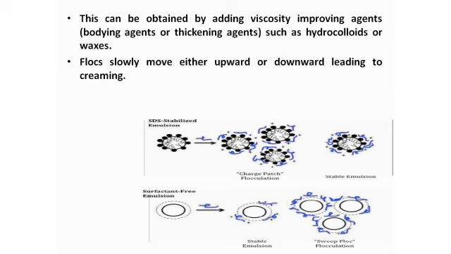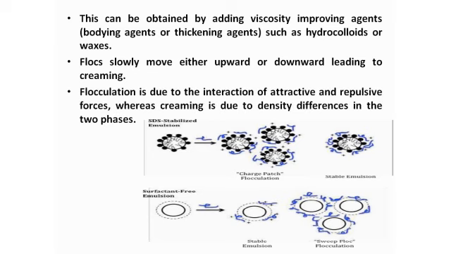Moreover, the flocks, after formation, slowly move either upward or downward, leading to creaming. Flocculation leads to creaming. Flocculation is due to the interaction of the attractive and repulsive forces, whereas creaming is due to the difference in density between the two phases. You should remember one thing: flocculation occurs due to the interaction of attractive and repulsive forces, whereas creaming occurs after flocculation. Creaming solely depends upon the difference in the densities between the two phases.